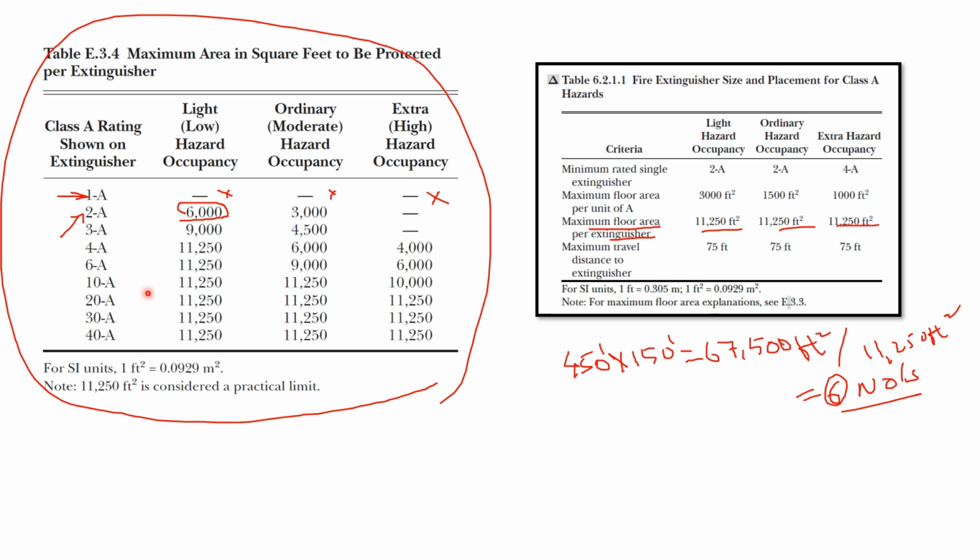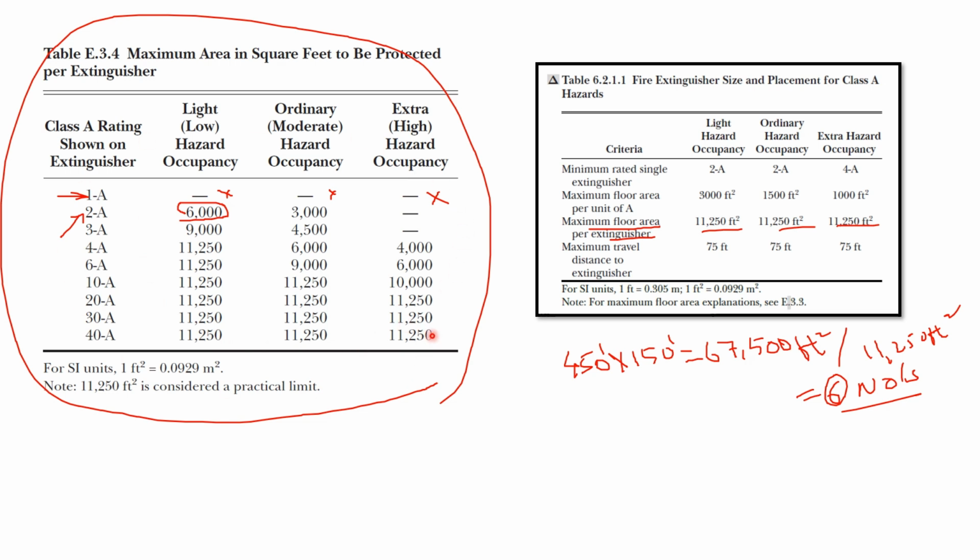So basically if you see here 3A rated, 3A means 3 into 3. So 3 3s are 9, 9000 square feet. For 3A, for ordinary, 3 into 1500 square feet, so 4500 square feet. In this way we need to identify or understand this particular table.